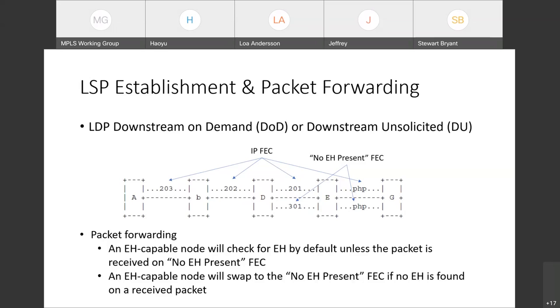However, there's also another FEC called the no extension header present FEC. Once this label is distributed to each extension header capable node, the node can use this label to tell the downstream node that there is no extension header in a packet. So the downstream node, once it receives a packet with such a label, will not check for the extension header and will directly forward the packet. In this case, the performance can be optimized.